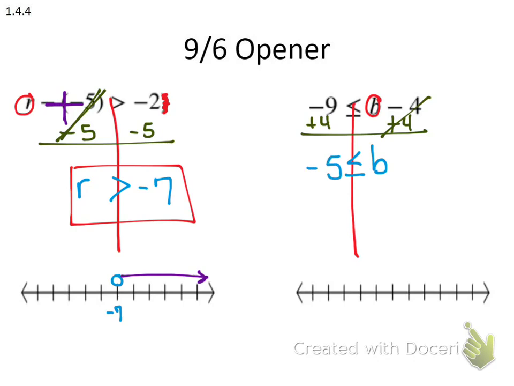This is not my final answer, though, because I want my variable on the left. Which is greater, the negative 5 or the b? Just looking at it right now, which is greater? The 5. Pac-Man's eating the b. So when I move the b to my left, I need to make sure that Pac-Man is still eating the b, so I have to flip it around. The only reason I'm flipping it in this circumstance is because I want my variable on the left.